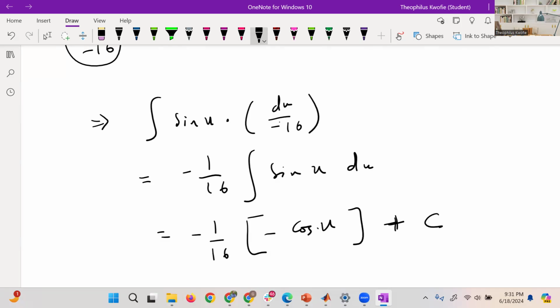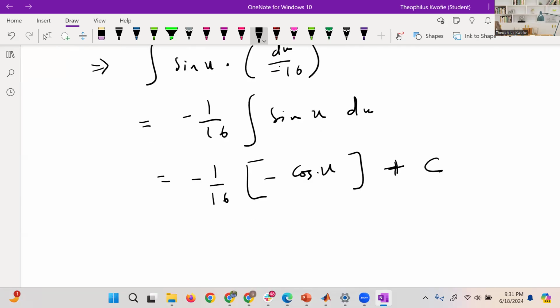And since this is just an indefinite integral, we need to add a constant. The reason why we add a constant is that we may not know whether the original function had a constant on it, okay? And we also said that the solution of the indefinite integral is not unique. It has a family of solutions because c is an arbitrary constant. C can be any constant, okay?